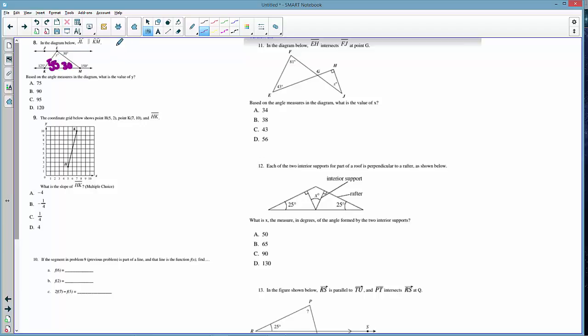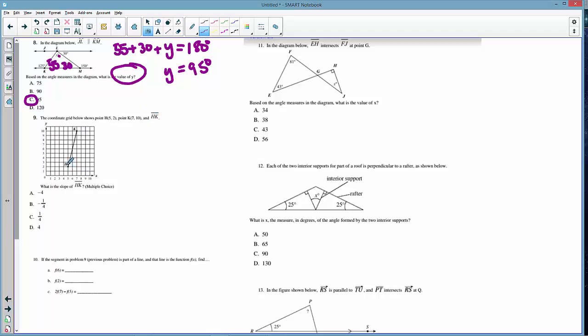Okay, so y is what? It's 55 plus 30 plus y equals 180. Subtract 85 from both sides, y equals 95. Okay, that's 95, and that's what they wanted. I think we already did that one. Maybe not. Anyway, 9. The coordinate grid below shows these 2 points and segment HK. What is the slope of HK?